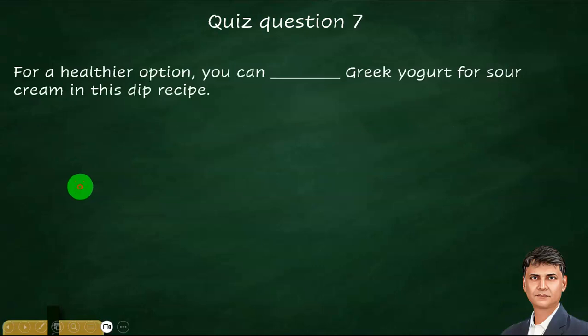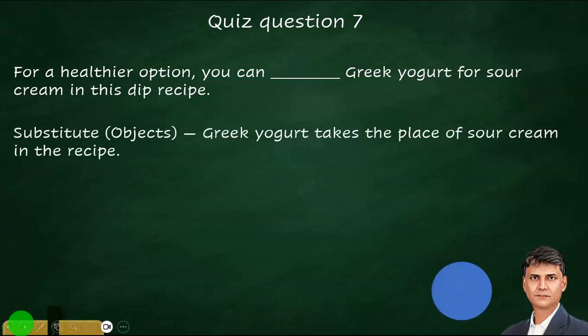Number 7 coming up. For a healthier option, you can dash Greek yogurt for sour cream in this dip recipe. Your 5 seconds start. Alright, the answer is substitute with objects. Greek yogurt takes the place of sour cream in the recipe.